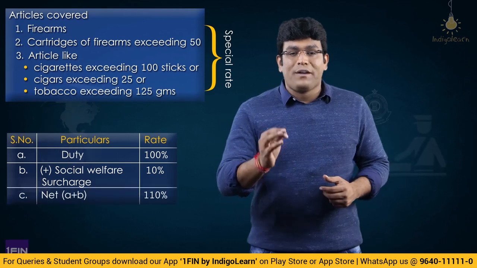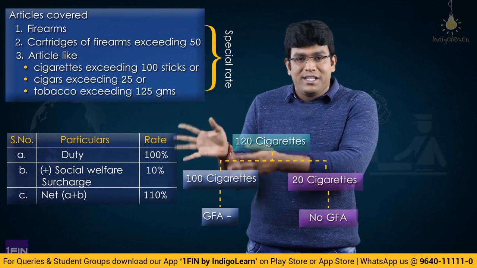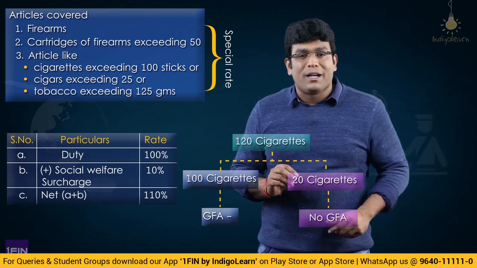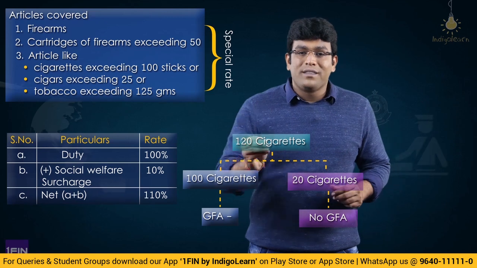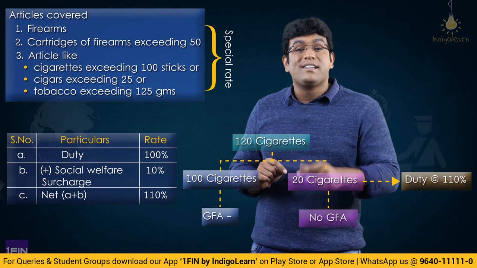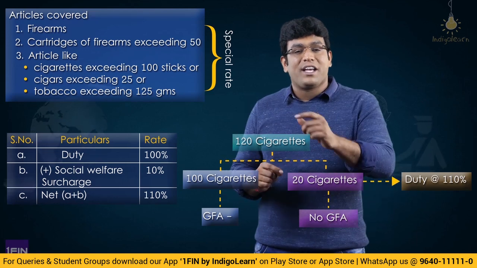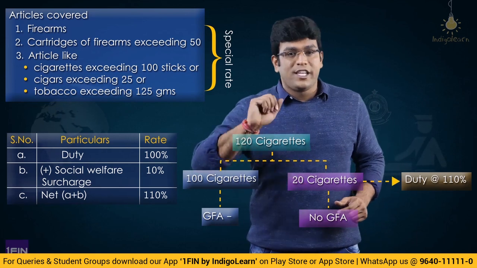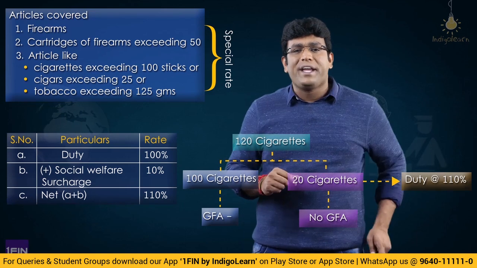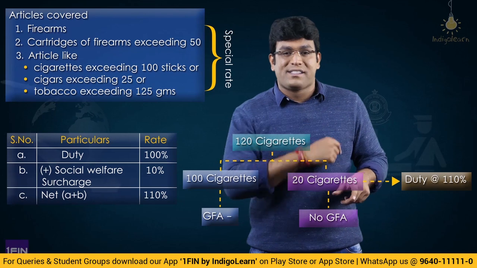For example, when 120 cigarettes are brought, 100 cigarettes are considered for GFA, general free allowance, and over and above 100 is nothing but 20 cigarettes. On the 20 cigarettes, he should pay duty at the rate of 110%, sir. Very, very dangerous, because they are covered in Annexure 1. And Annexure 1 has 6 points. In those 6 points, for the first 3 points, the rate of duty is 100%, plus social welfare surcharge of 10%.